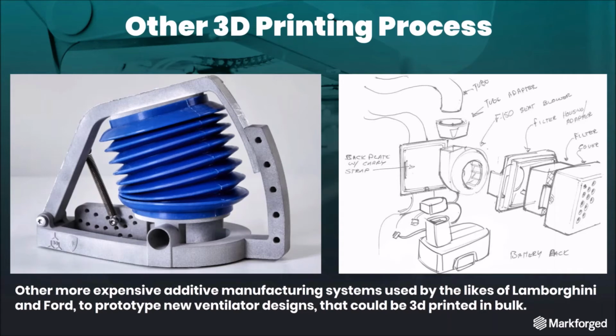So there are other 3D printing processes out there besides the ones which we've touched on. We've covered the three main ones and the most popular ones, but some of the higher end manufacturers will be using processes like material jetting, binder jetting, SLM. So some of those processes are really useful for creating very high end parts and also producing very accurate prototypes. So here's an image of a ventilator design that's being developed by Lamborghini on the left, and some designs by Ford on the right of their prototyping stage of their take on their ventilator design.